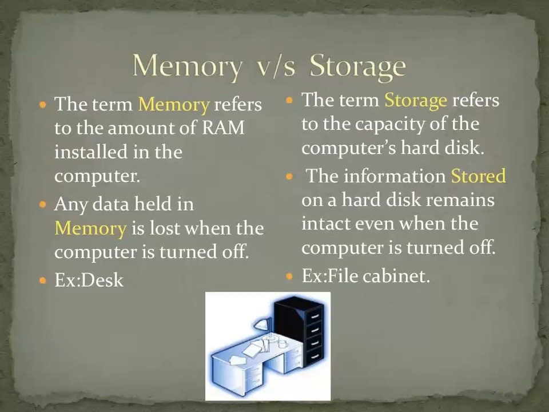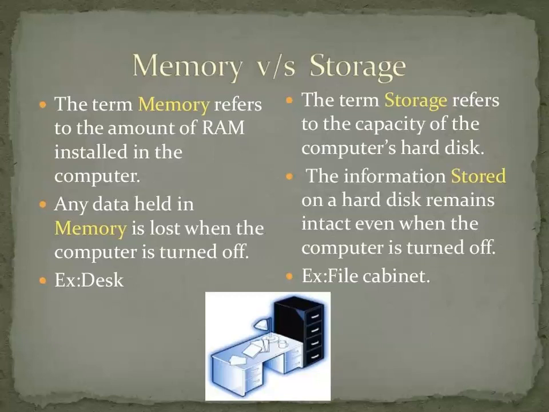Any data held in memory is lost when the computer is turned off. Memory is not a permanent one; it can be used instantly, but when the power is gone, we cannot retrieve it back. Whereas storage is not of that kind. The information stored on a hard disk remains intact even when the computer is turned off. It is just like a runtime which saves the data accordingly, so that we can retrieve the data whenever we want.